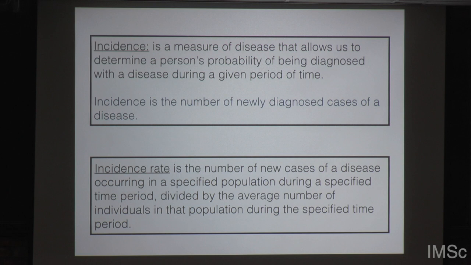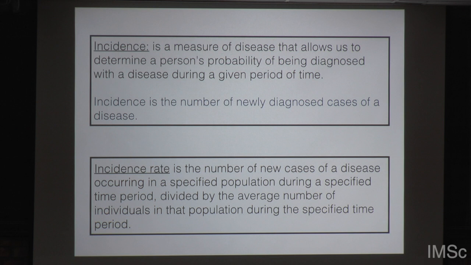One is incidence. The incidence is exactly defined as the number of newly diagnosed cases of a disease. And in order to mention that, I have to specify a time frame. So I said, how many diseases have been newly diagnosed in the last week? That would be the incidence of the disease. Incidence rate, both of these are often used interchangeably. You have to specify which population you're looking at, what time period you're looking at. And normally it's useful to scale it by the number of individuals in that particular population.